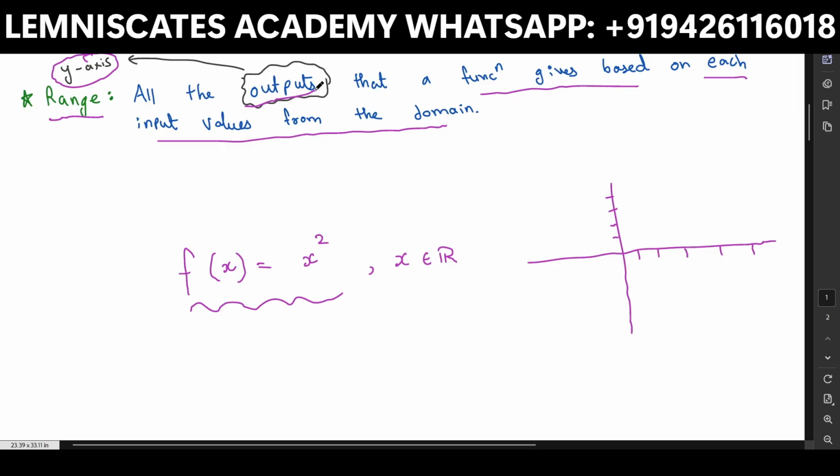Now, at the starting of the video, I had given you an example that f of x is defined as x square in between -2 and some number, let's say 3. You might be wondering what is exactly happening. Over here, I'm saying that x belongs to all real numbers. Over here, I'm saying that the inputs are exactly in between -2 and 3.